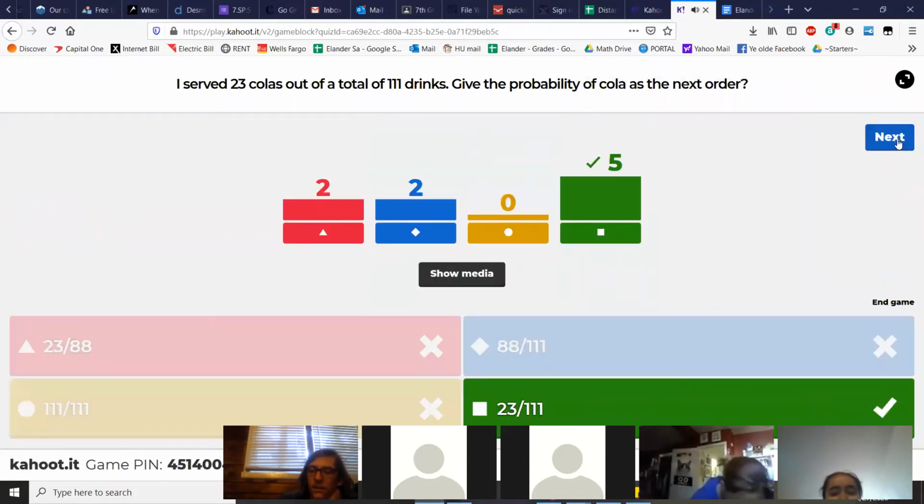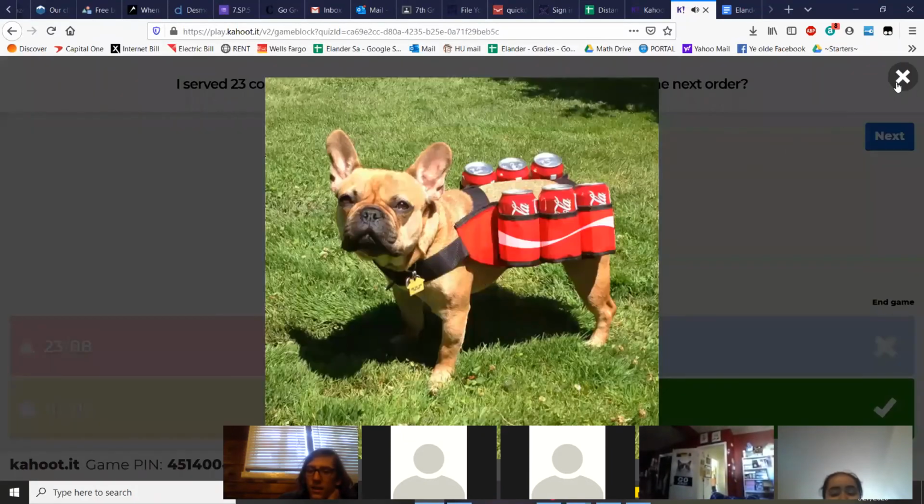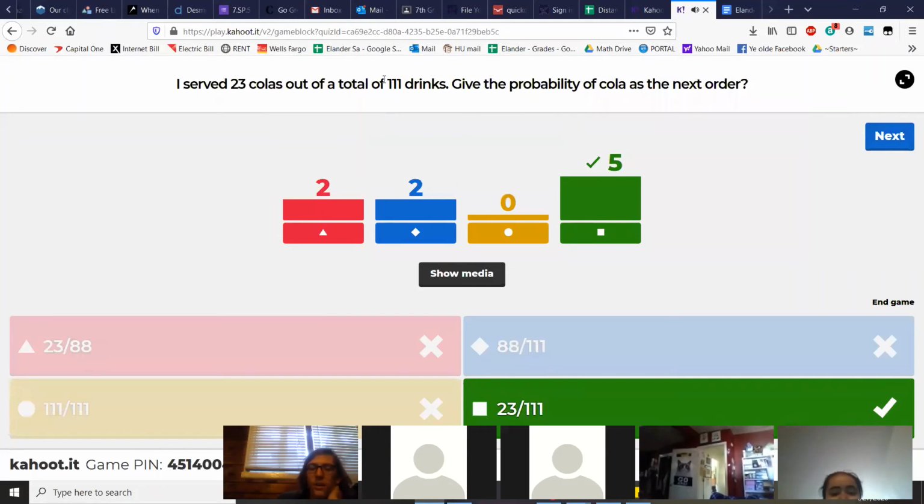Okay, all right. And good job. If you said green, that is correct. 23 out of 111 colas was the experimental probability. So the probability of the next order being cola, we would say 23 divided by 111 to get our answer. All right.